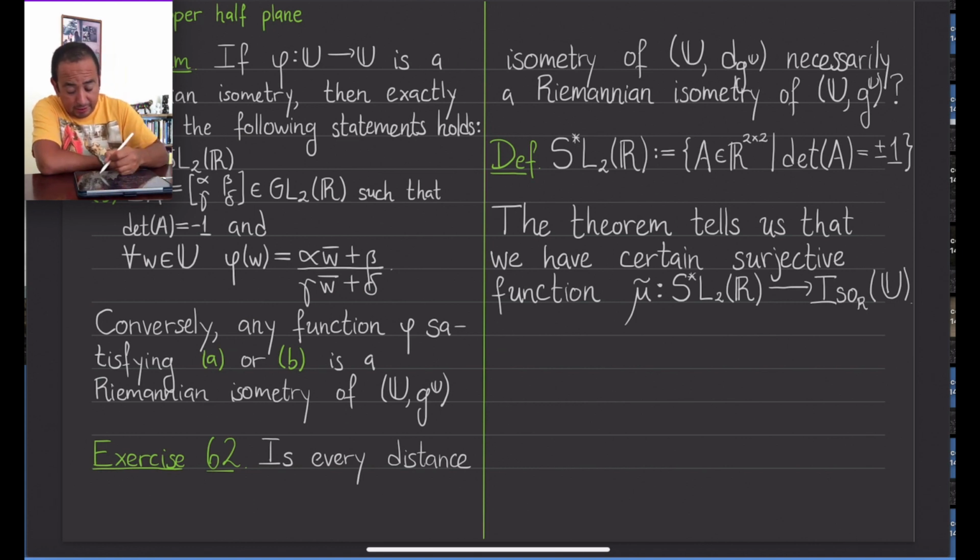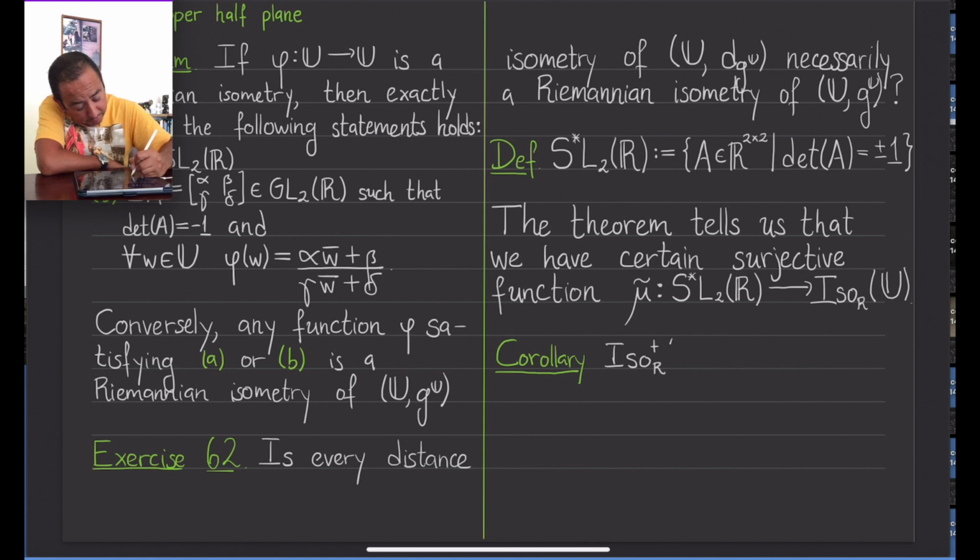Of course, there is the interesting question of whether the Riemannian isometries coincide with the distance isometries, so this I leave to you as an exercise to think about. What else is there to note? Now notice that from this theorem I can also deduce that whenever I have a Riemannian isometry that preserves the orientation, that one is necessarily given by a Mobius transformation. So this theorem allows me to deduce that.